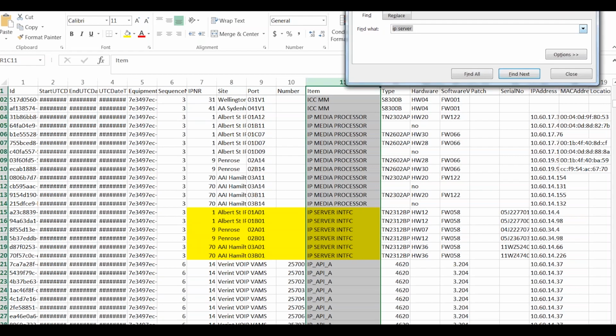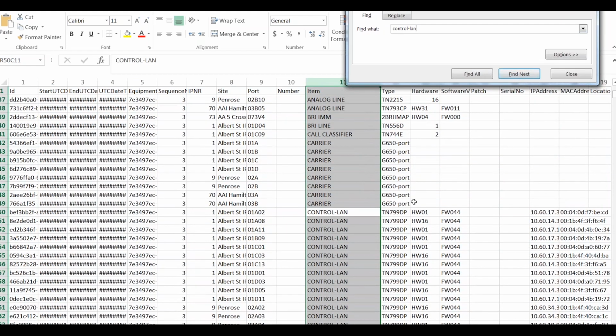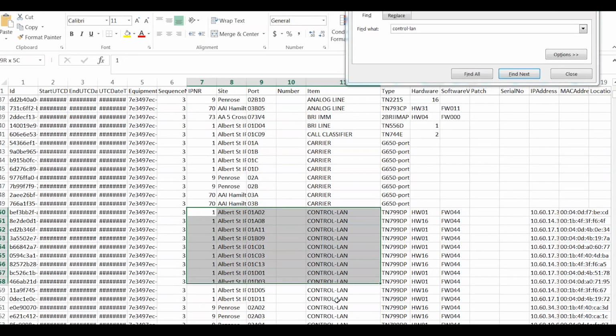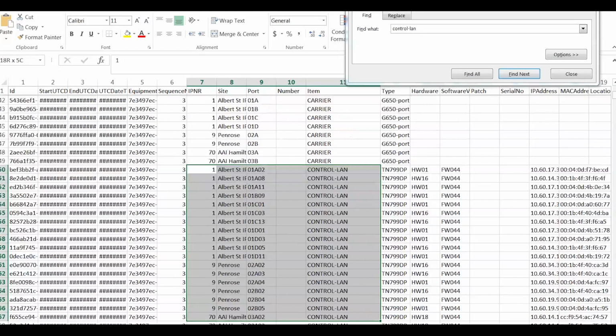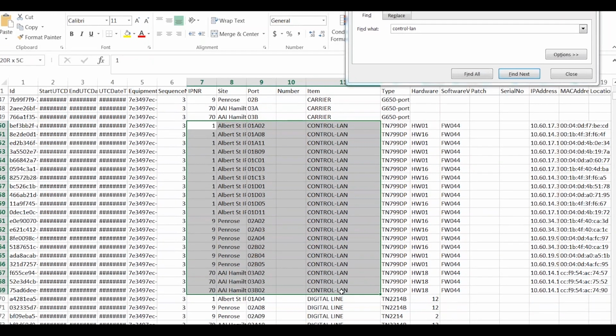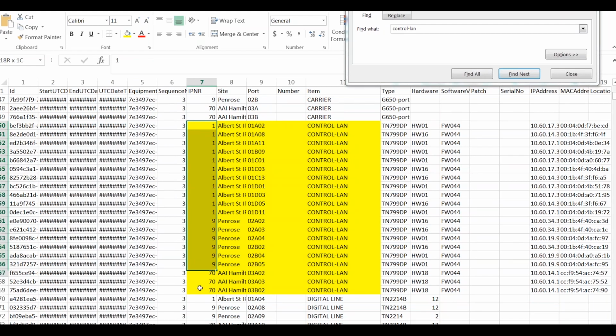If we look next at the control LANs, these guys are acting as the media gateway controllers, or the gatekeepers, some people might refer to them as. And we can see the control LANs are sitting inside those port networks. So as you'd expect, they're also in IP network regions 1, 9 and 70.